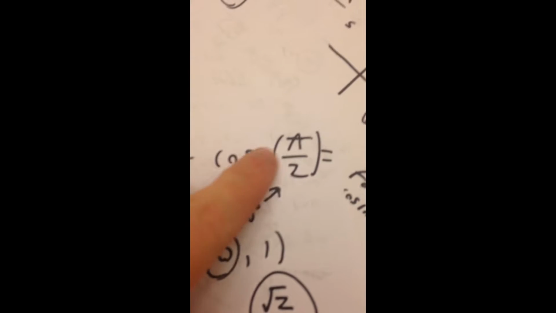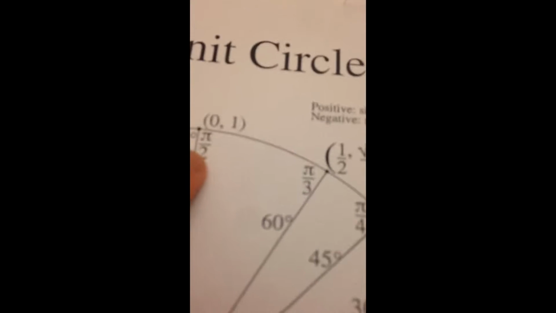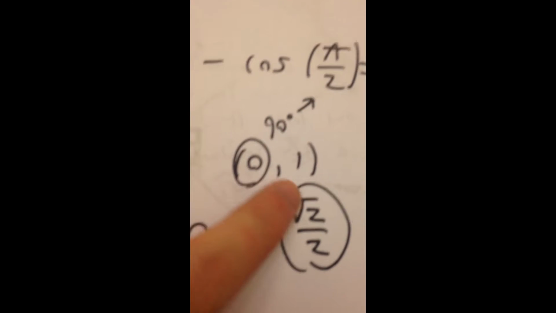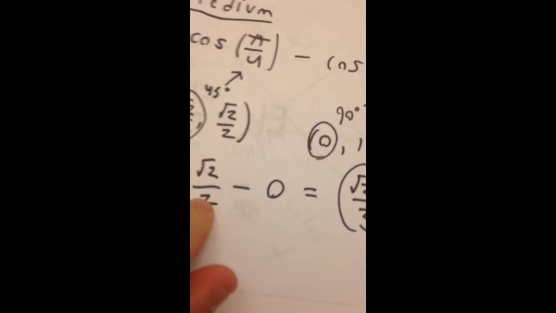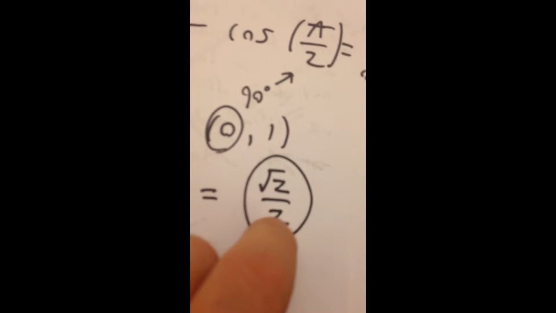And then let's find the other point. The x of pi over 2. Pi over 2, the x will be 0. So from the 2 points over there, 0, 1, we need the x, so that's why I circled the 0. So it will be radical 2 over 2 minus 0 equals radical 2 over 2, and that will be our answer.